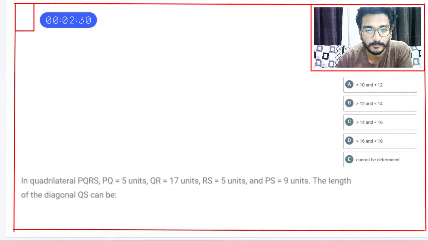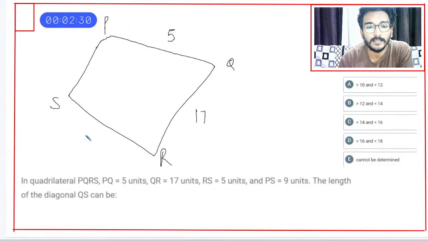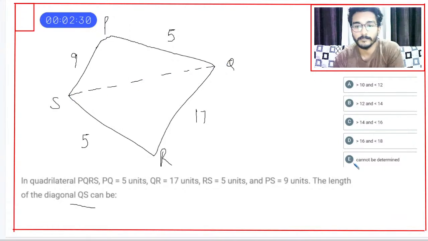Okay, let's start. So this particular question, we have a quadrilateral. Let's draw quadrilateral PQRS. PQ equals 5, QR equals 17, RS equals 5 also, and TS is 9. We have to find the length of diagonal QS. This QS can be what? The particular range is there.